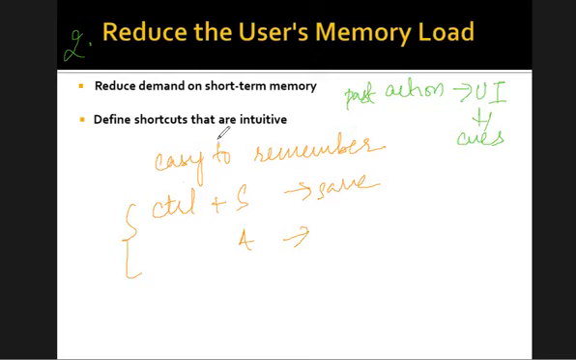So shortcuts should be ones that can be easily remembered, like using the first letters, like C for copy, P for paste or print. So this is how you can reduce the user's memory load. He does not have to remember different shortcuts for different applications.